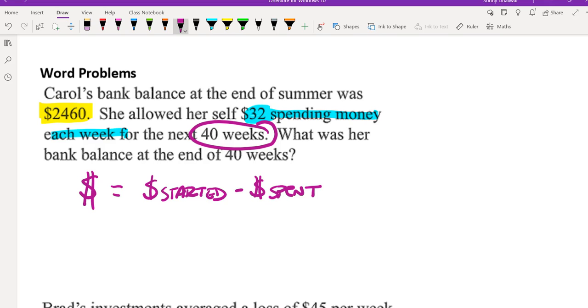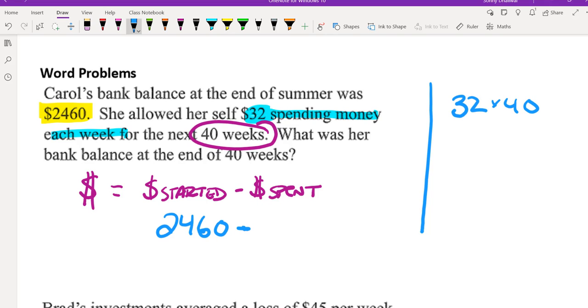How much money did she start with? 2,460. Right? So she started off with 2,460. Now we subtract how much money she spent. Well, yes, Max. Well, you do the 32 times 40. Yeah, so we can't do this right away. We need to do a side calculation. So money spent, well, every week she spent $32, right? And you said 40, because times 40, but it was for 40 weeks, right? So you go 32 times 40.